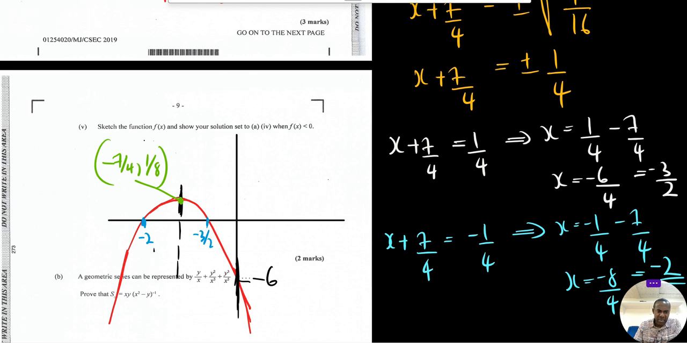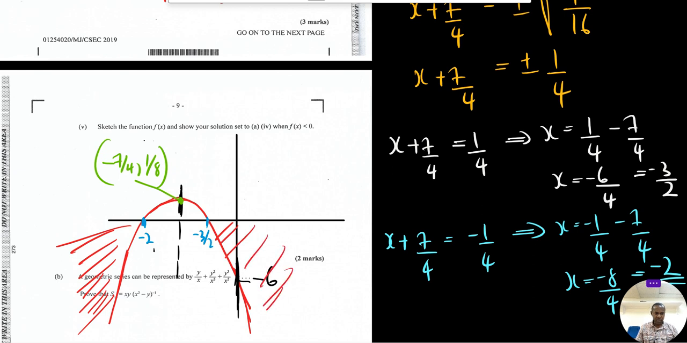Now, the next part of the question asks us to show the region, the solution to the inequality f of x is less than 0. So we see the graph of y equals f of x. For f of x less than 0, where is that region? Less than 0. Oh, we're talking about over here, right? Here.